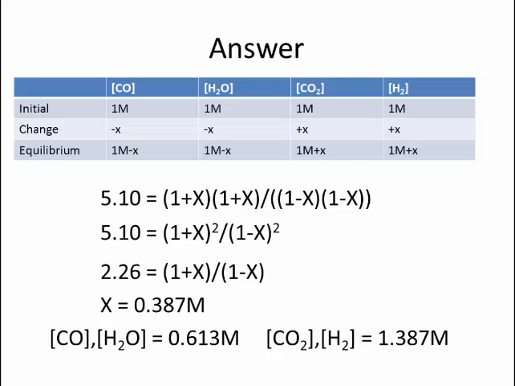So what happened was everything was a square there, so we took the square root of both sides and then solved for X. So that's how we got X to be 0.387, which means that for carbon monoxide and water, we started with 1 molar and we subtracted 0.387 from both of them, so what's left is 0.613 molar. And for the carbon dioxide and hydrogen, we added 0.387 to each one, so their final concentration will be 1.387.